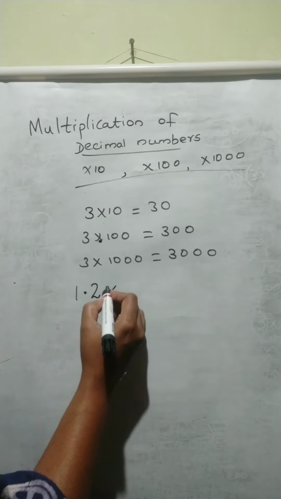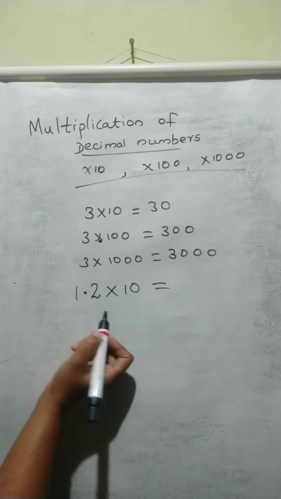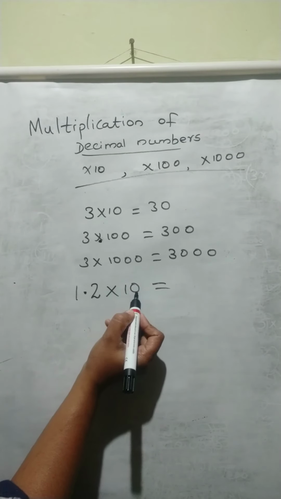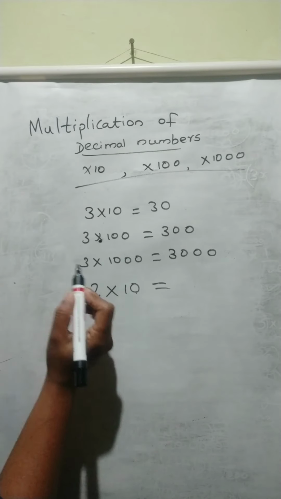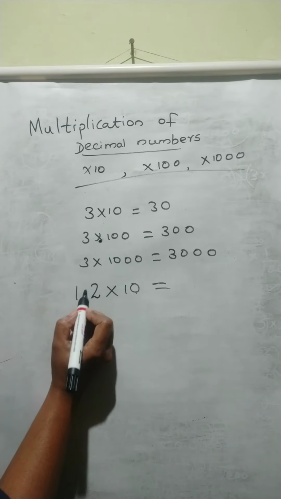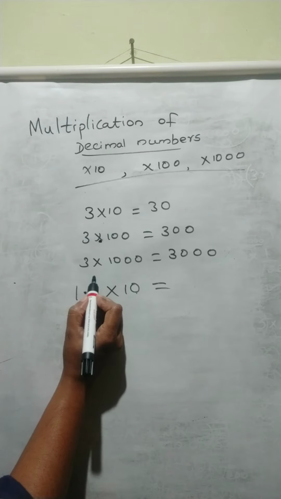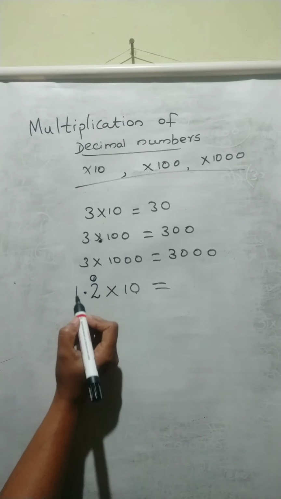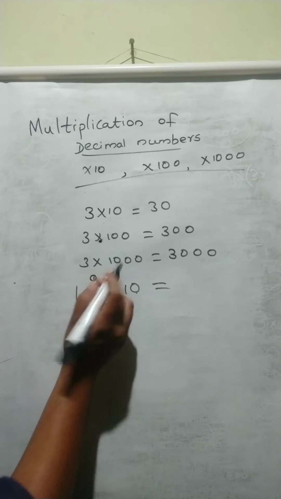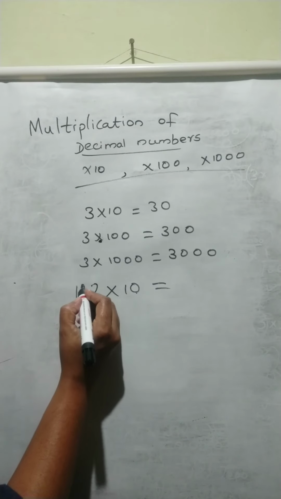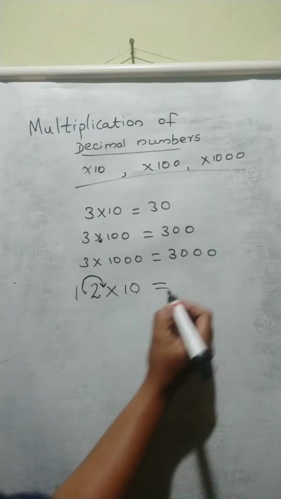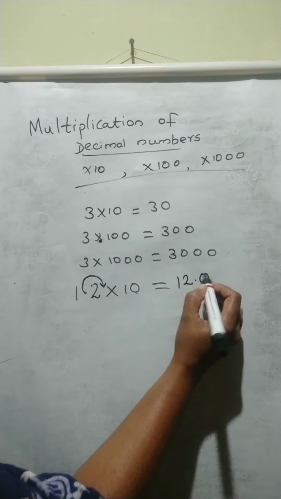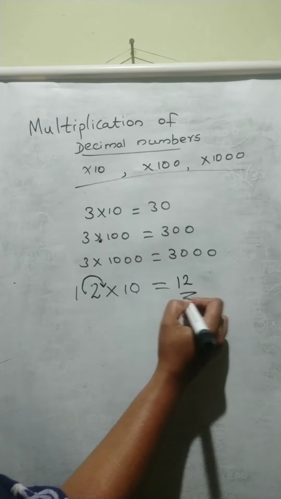1.2 multiplied by 10. The answer is here 10. Then count one digit after this decimal point. This is the one digit. Then we have to move this decimal point after one digit. So 12.0, or 12 itself, is the answer.